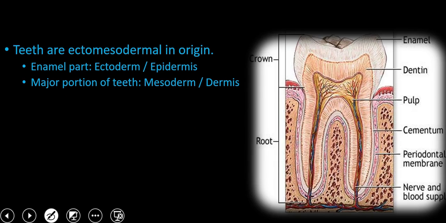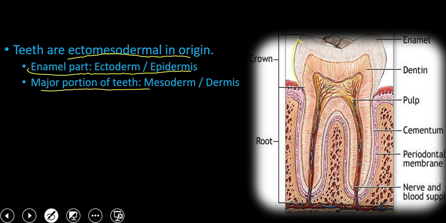Now teeth are ectomesodermal in origin. So move to the structure of teeth. They are ectomesodermal in origin. So some part of teeth is derived from ectoderm: enamel. Enamel is derived from ectoderm, while the major part of teeth is mesodermal in origin.